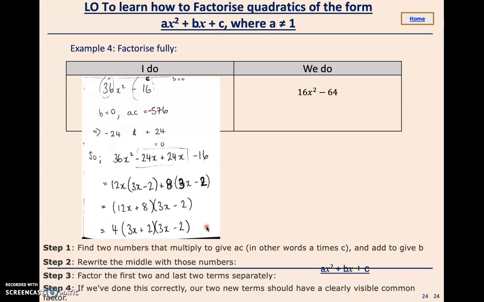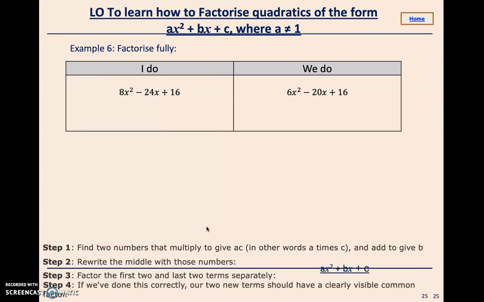Pause the video now and spend 2 minutes trying to work through the we do. And there is your answer for the we do. Make sure you copy that down. Okay, so now we'll have a look at one more before we move on to the independent task.